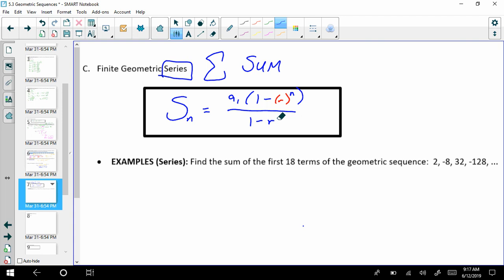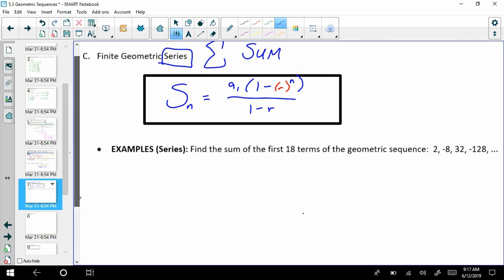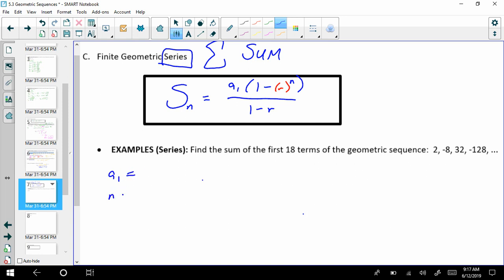It looks super intimidating, but really it's an easy formula to use. We just really got to make sure we simplify it correctly. So let's try it. Find the sum of the first 18 terms of the geometric sequence, and then it gives me the sequence. So what do we all need for this? Well, let's write it down here. These are the 3 items I need in order to use this sum formula.